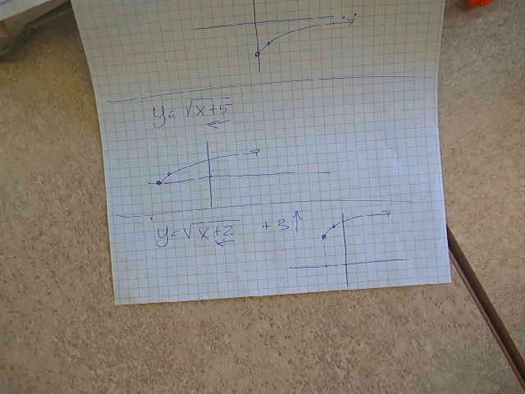Yes, your homework is 17 to 29. You don't require tables on these. You're using the translations to graph.